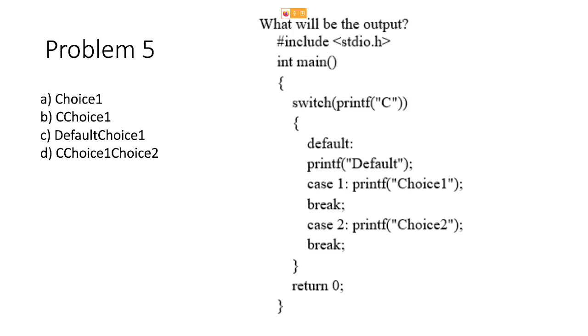Did the hint make sense? Ma'am, option C, ma'am. Default choice 1. Default choice 1. Okay. Why? Why is that? Yeah, it is option B. Can you explain?